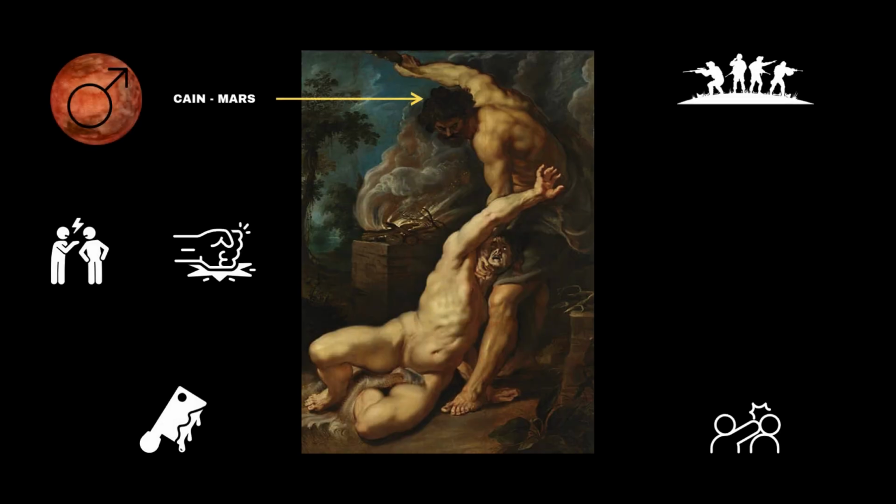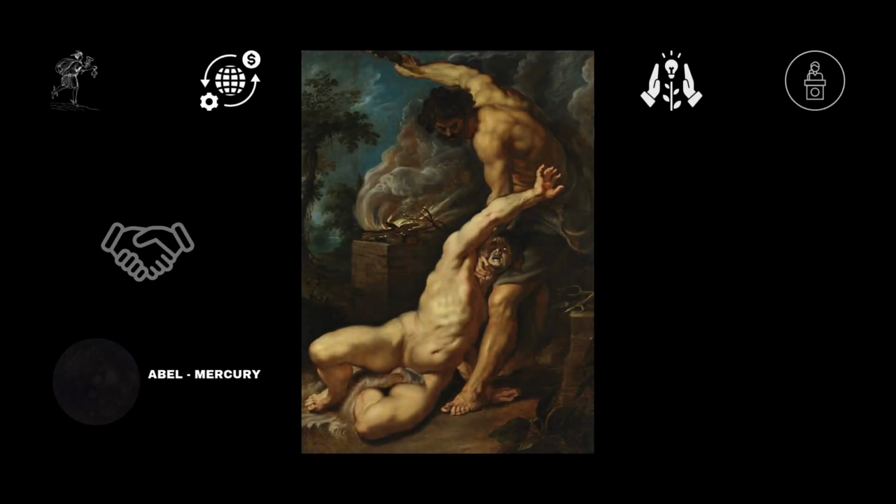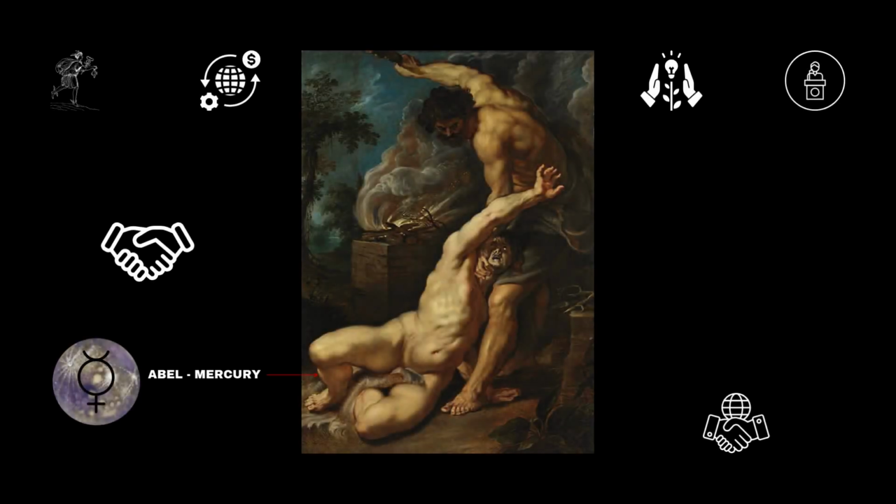Cain is associated with the planet Mars, symbolizing conflict, aggression, and bloodshed. Mars was considered a malevolent deity in ancient Mesopotamian astronomy, often linked with war and violence. Abel is connected to the planet Mercury, representing messenger, commerce, and negotiation. Mercury was revered as a benevolent deity associated with wisdom, eloquence, and diplomacy.